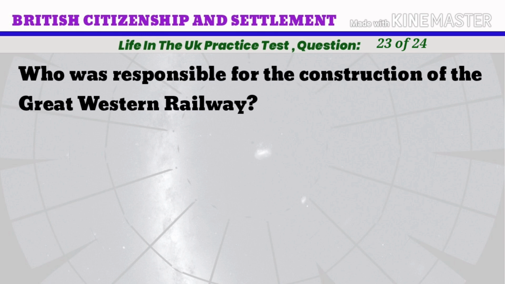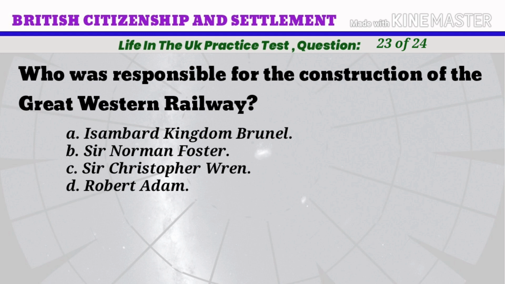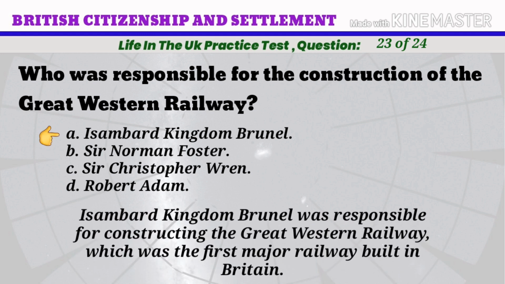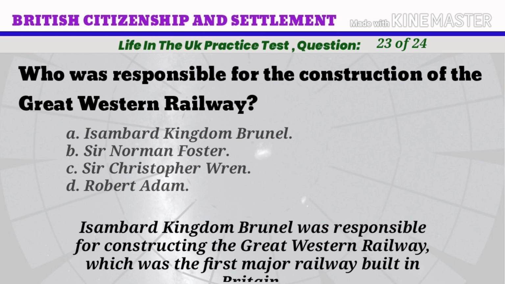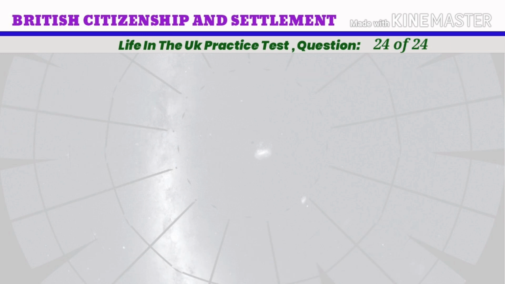Life in the UK practice test question 23 of 24. Who was responsible for the construction of the Great Western Railway? A. Isambard Kingdom Brunel. B. Sir Norman Foster. C. Sir Christopher Wren. D. Robert Adam. The correct answer is A. Isambard Kingdom Brunel. Isambard Kingdom Brunel was responsible for constructing the Great Western Railway, which was the first major railway built in Britain.